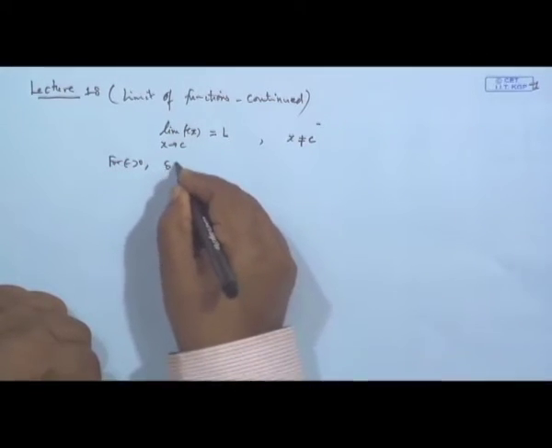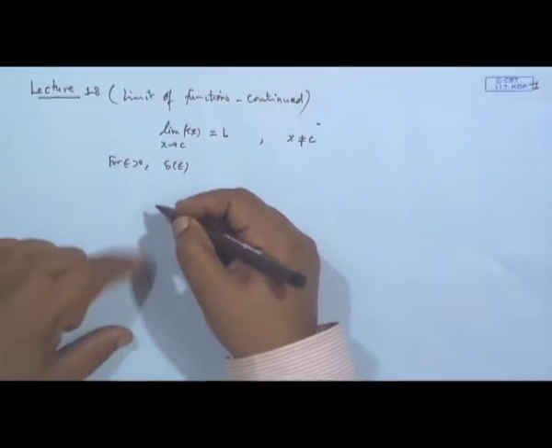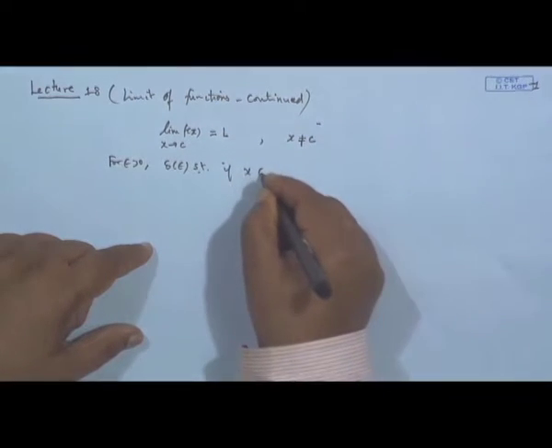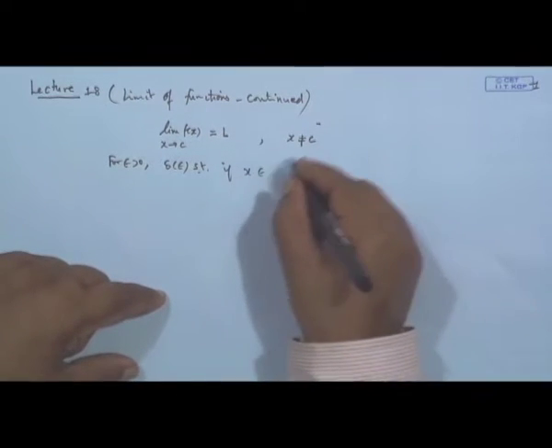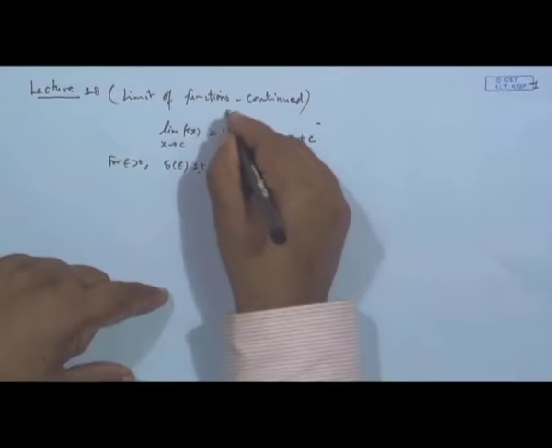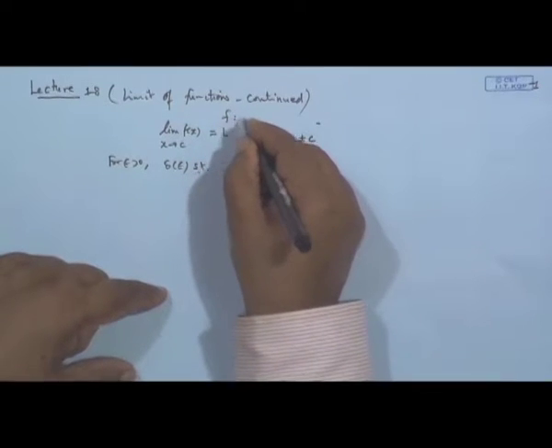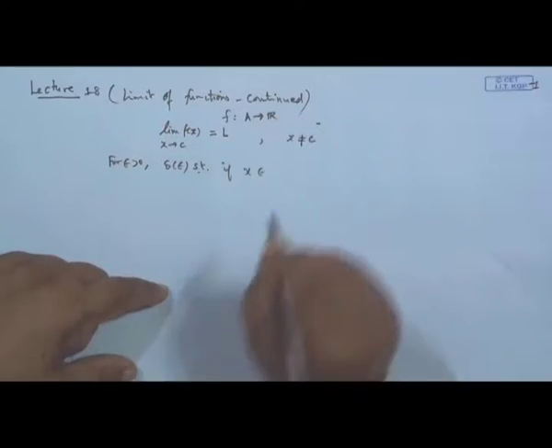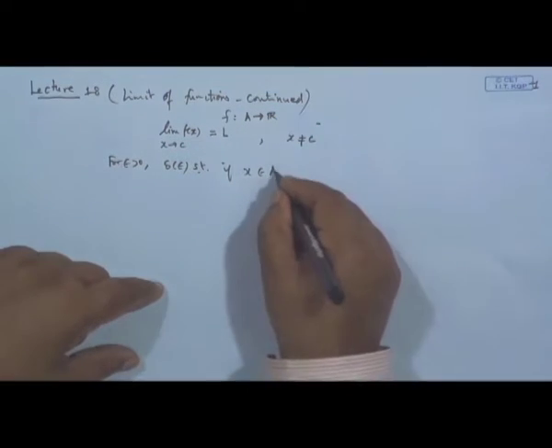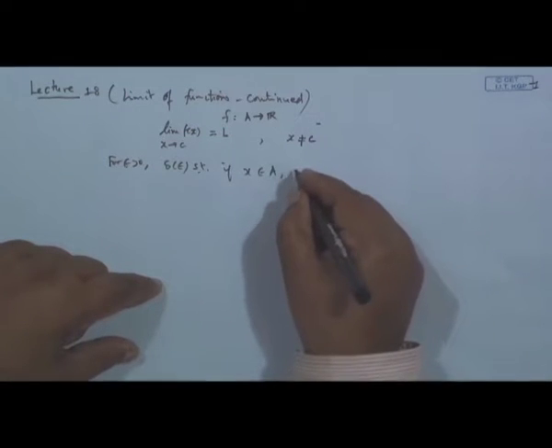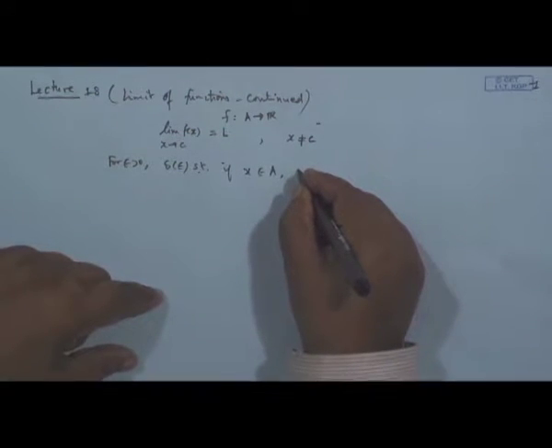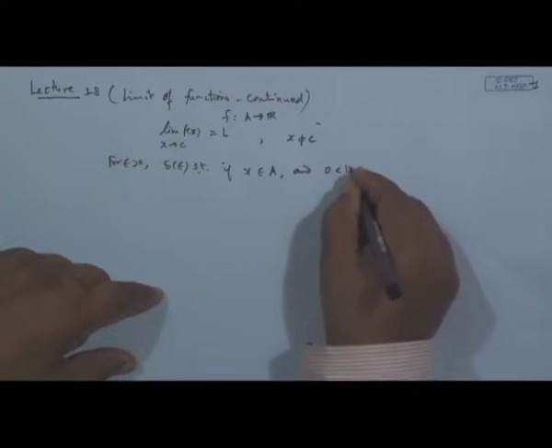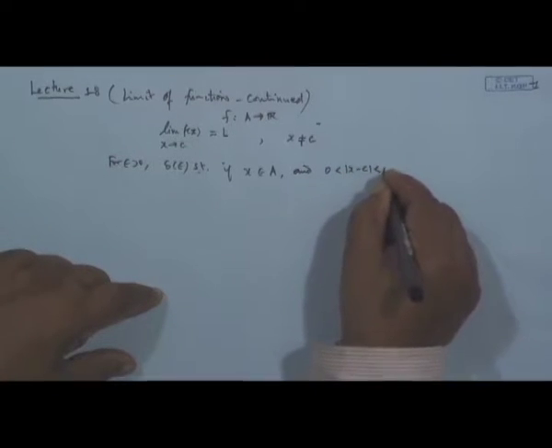there exists a delta, which will depend on epsilon, such that if x belongs to the set A, A is any set, f is a mapping from A to R. Okay. So, x belongs to A, but x is not equal to c, x satisfies this condition, |x - c| is less than delta.